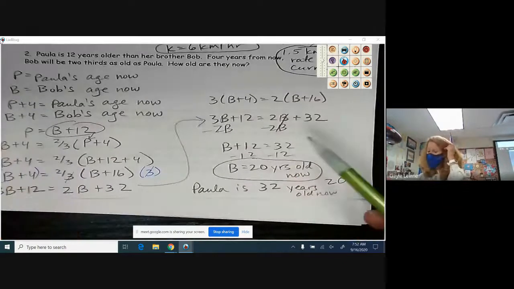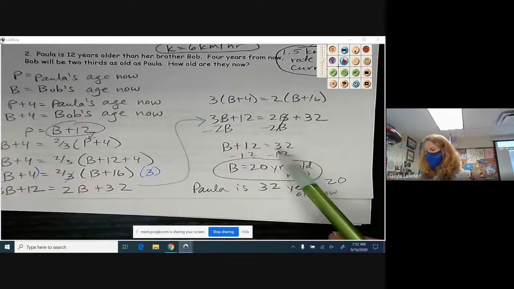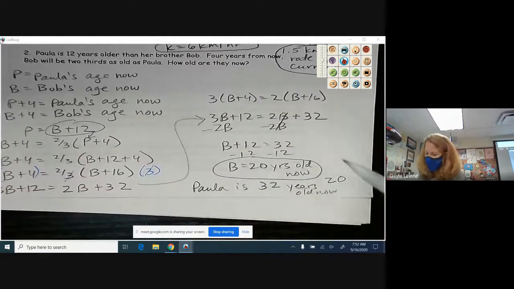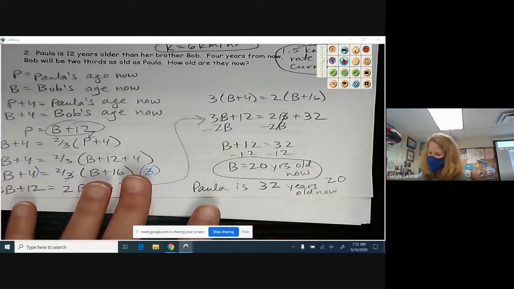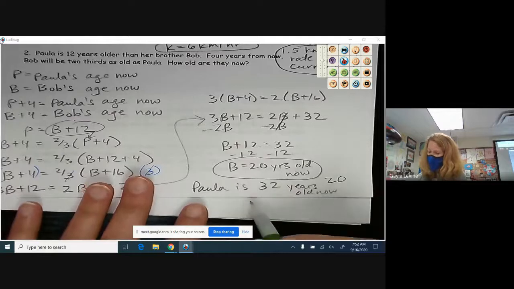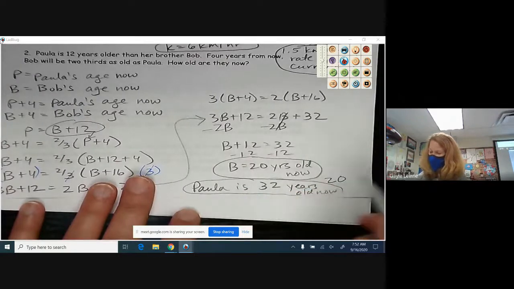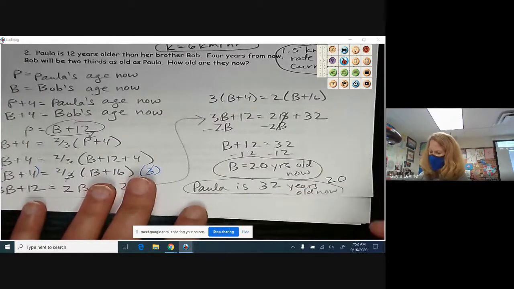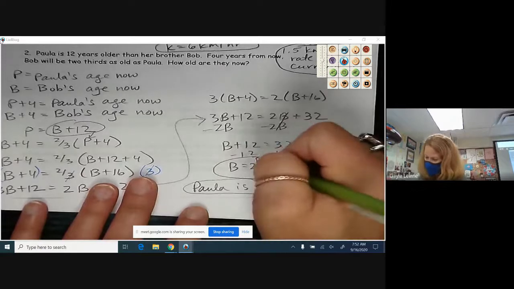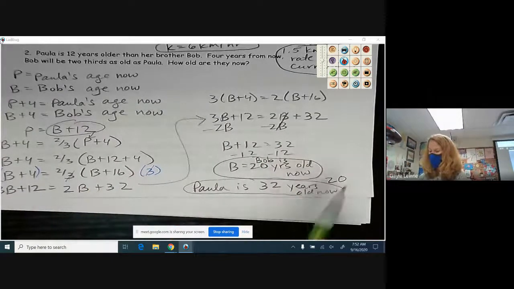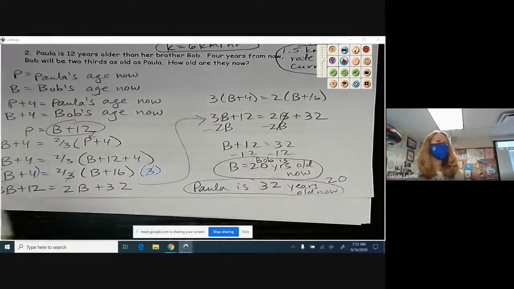So I subtracted 2b and I got b plus 12 equals 32. I subtracted 12 and I got Bob is 20 years old now, and then Paula is 12 years older. So then I just added the 12 to the 20 to get 32 years old now. So Paula is 32 years old now, and Bob is 20 years old now, which is ironic because I'm on page 20, so that kind of threw me off for a second. All right, any questions on number 2?